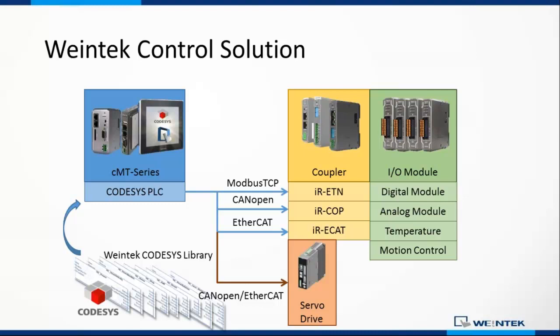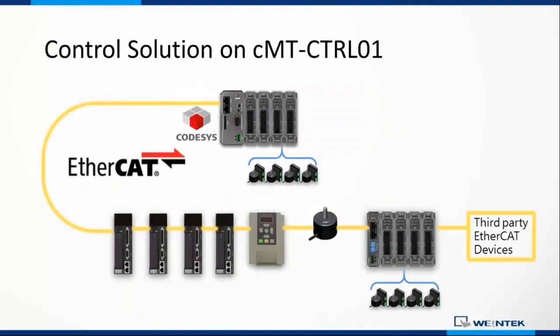Let's see how to build the EtherCAT control solution with CMT-Control 01. Using CMT-Control 01, iR modules can be directly attached to the controller. To do motion control, the simplest way in the past was using the PU module attached to the controller to send a high-speed pulse signal to the servo drive. And recently, we support EtherCAT Master.